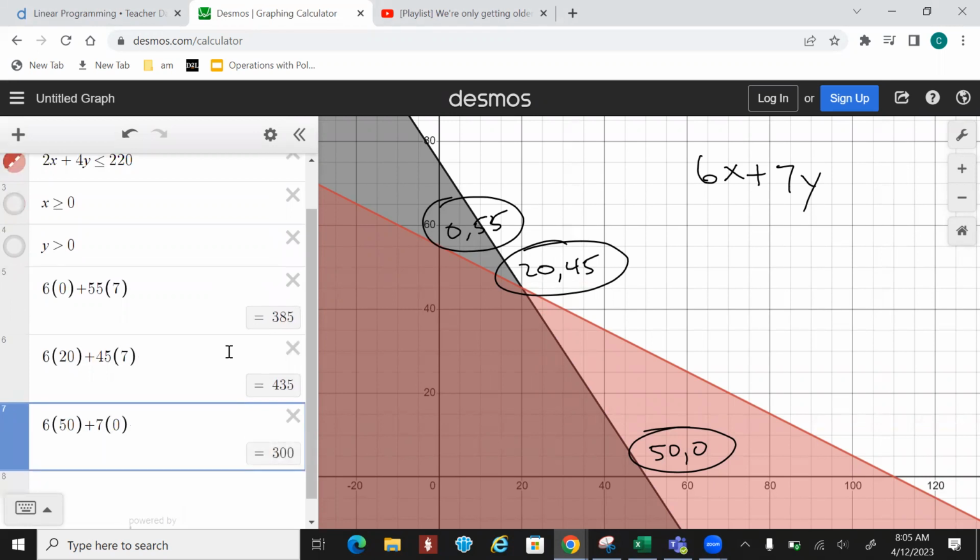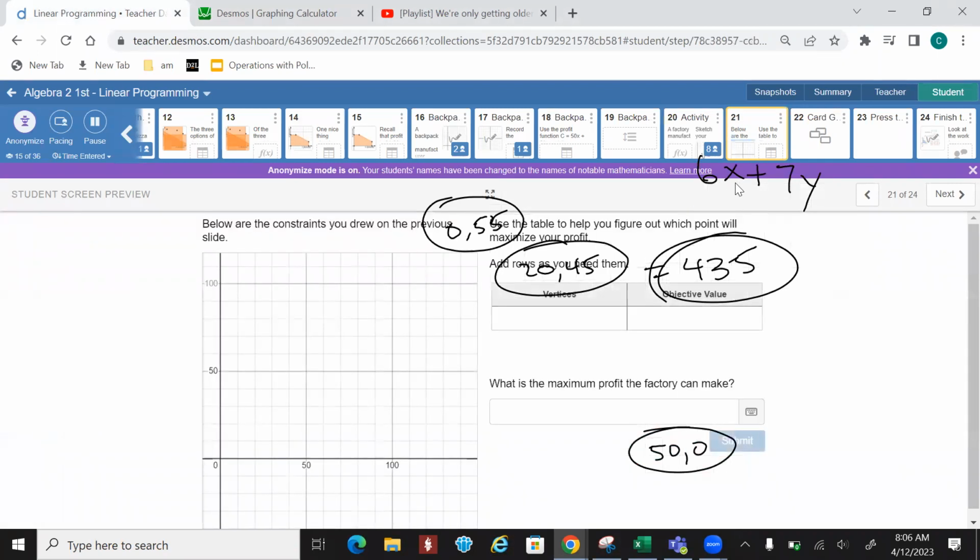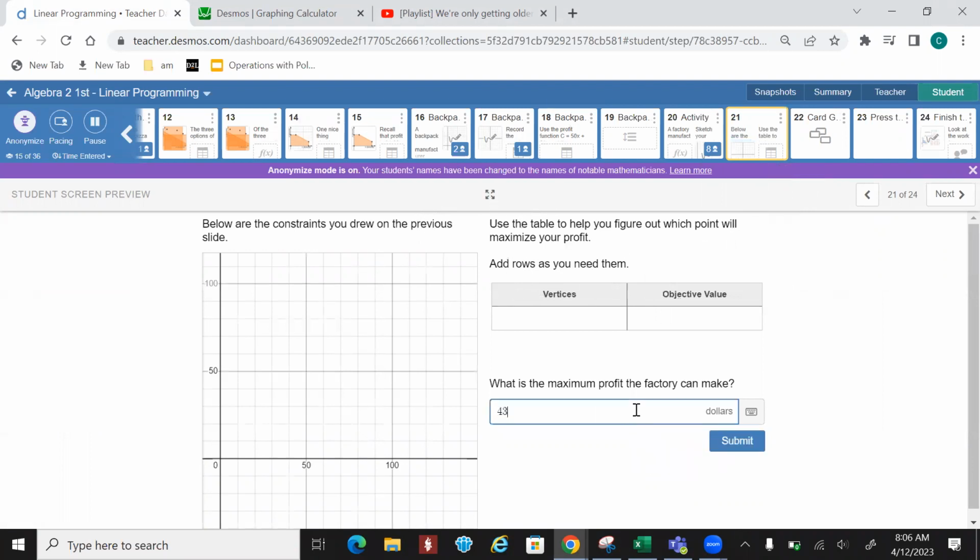Okay, so which one produced the most? 20 and 45, right? Okay, so 20 and 45 will give us $435, right? So this is in each week. You get paid bi-weekly. 2 weeks. There you go. All right, so we would make $435 as our maximum.